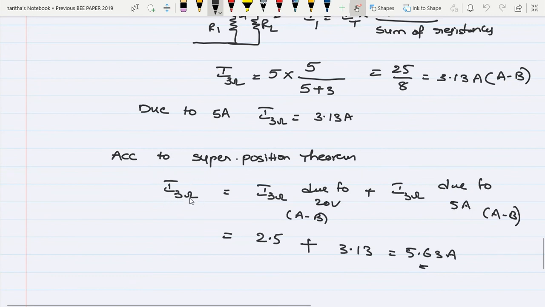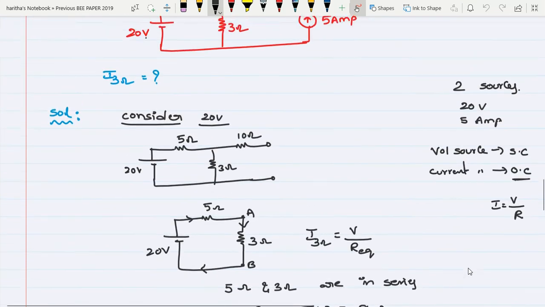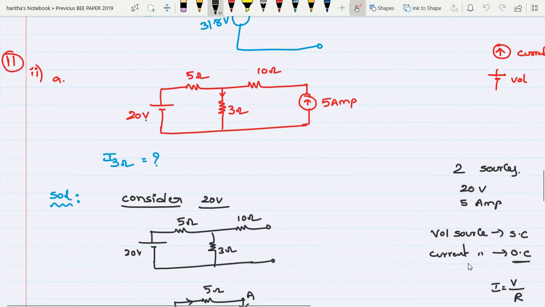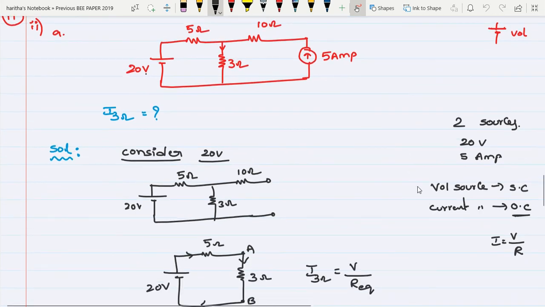So according to the superposition theorem, the current passing through 3 ohm is equal to the current passing through 3 ohm due to the 20 volt source plus the current passing through 3 ohm due to the 5 ampere source. So in each case the direction is A to B only. Suppose in one case the direction is B to A, then what you have to take? You have to take the opposite sign. Suppose here we got plus 3.13. Suppose the direction is B to A, then take it as minus 3.13. So this is the final answer, 5.63 amperes. Actually while writing, I thought it was recorded, but it's not recorded. That's why I cannot do it again.